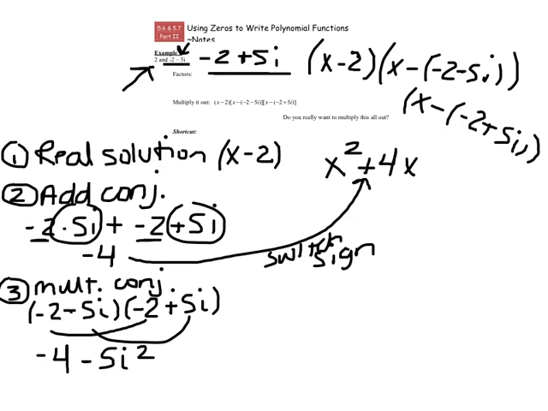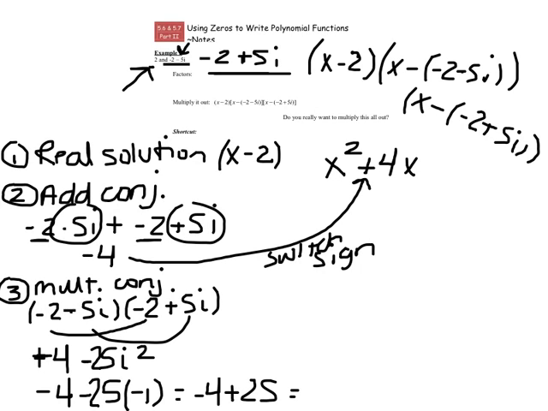All right, we know that i squared is a negative 1. So we have negative 4 minus 5 times negative 1. Oh, sorry, that should be 25 because 5 times 5 is 25. All right, so this gives us negative 4 plus 25. Oops, sorry. This is a positive, which gives us 29.